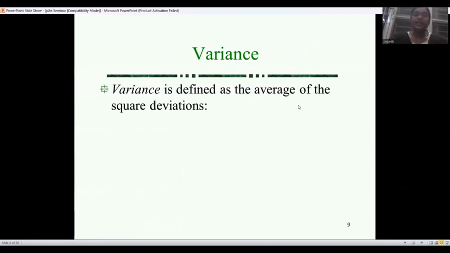Variance is defined as the average of the squared deviations, and the formula of variance is sigma squared equal to sigma of (x minus mu) whole squared, divided by n.